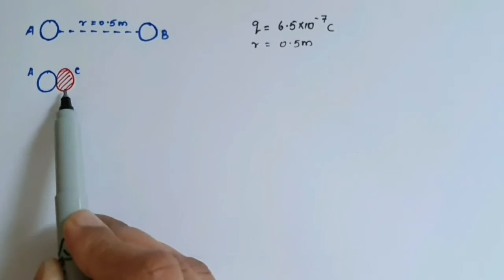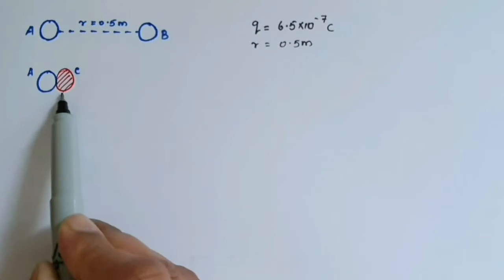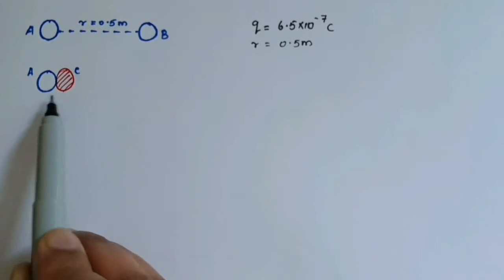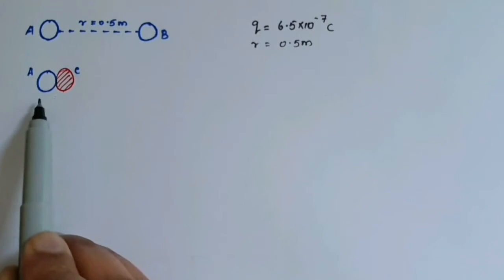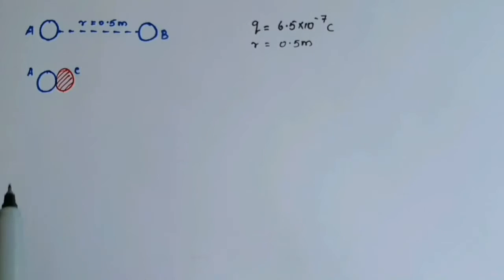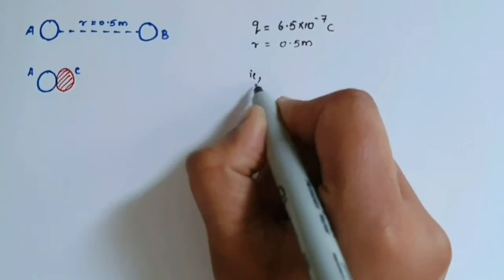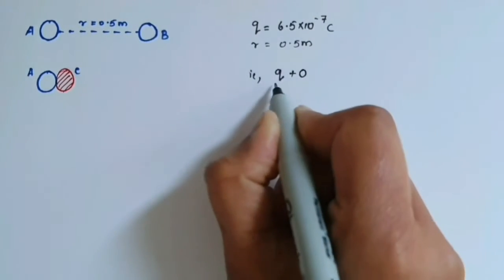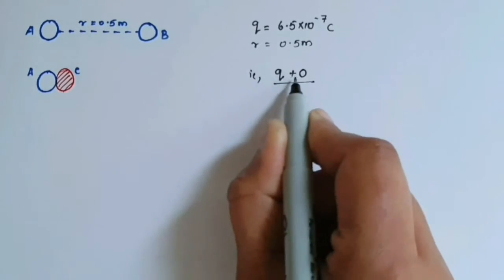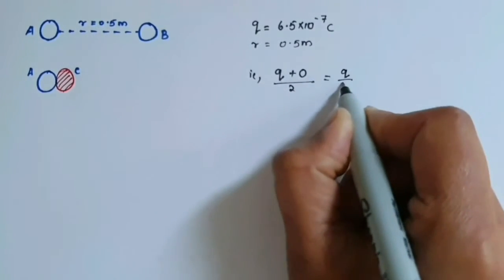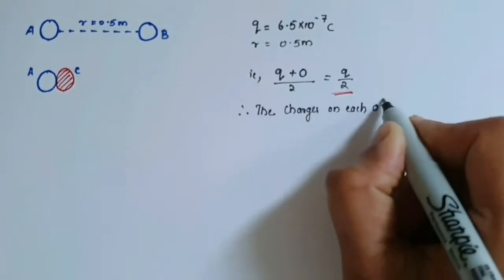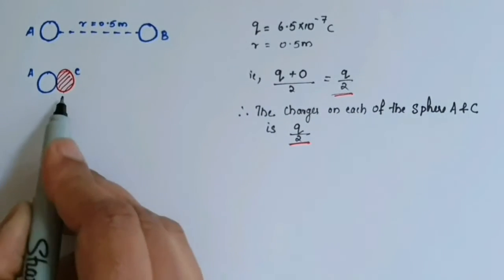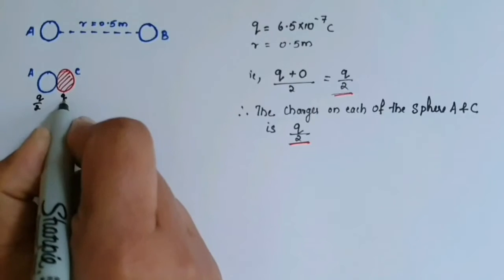Now, a third sphere, let it be C, of same size but uncharged is brought in contact with sphere A. When two spheres with different charges are brought in contact with each other, their charges will share equally. That is, A is having a charge Q and C is having a charge 0. So they will share their charges equally. So Q plus 0 by 2, this is equal to Q by 2. Therefore, the charges on each of the sphere A and C is now become Q by 2.